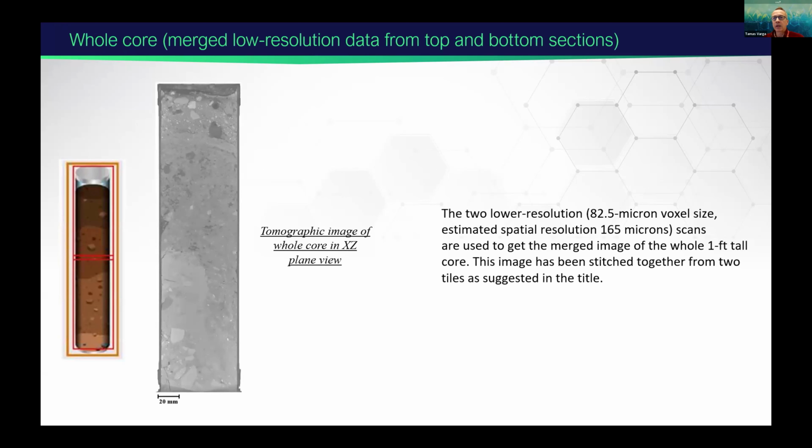So just to remind you, on your cores, we do 4 scans. 2 scans are kind of mapping out the whole core. These are merged into one image to show the whole core image. This is lower resolution. We do not use it for the porosity calculation or analysis in Aviso because a lot of that porosity content is lost at this resolution.